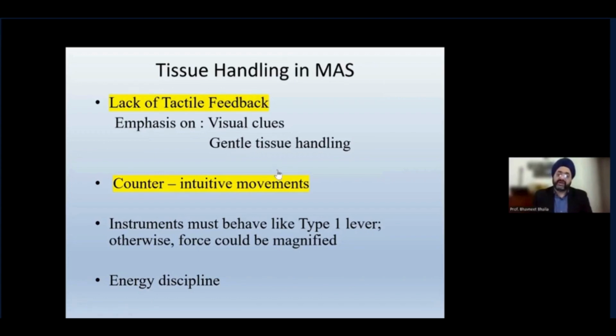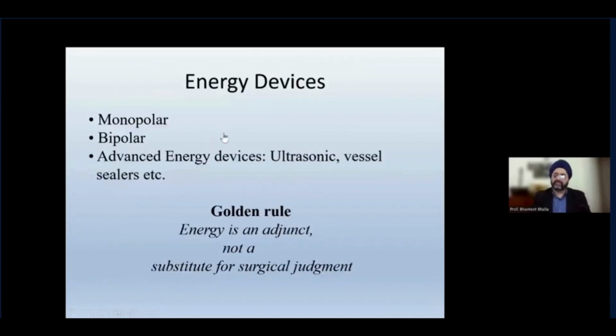A very important aspect of doing surgeries is the use of energy devices. Your electrosurgical units could be standard monopolar or bipolar. Nowadays, we have lots of advanced energy sources like ultrasonic scalpel or vessel sealers. These are very, very integral to doing minimal access surgery. However, please remember that the electrical current which we are using for dissection is an assistant, an add-on, an adjunct, and not a substitute for surgical judgment. So be judicious in the use of these energy sources.